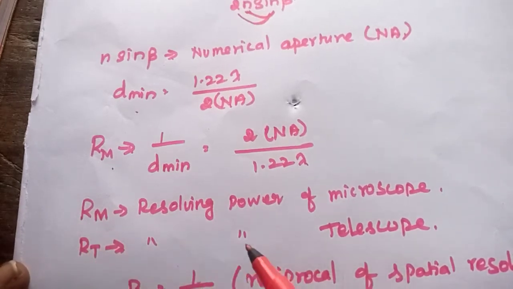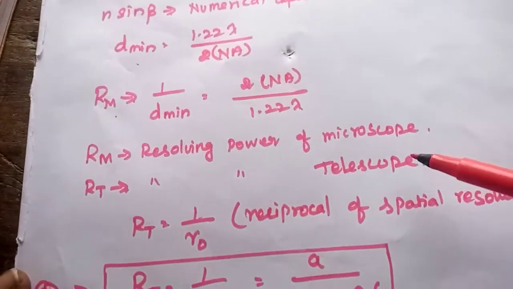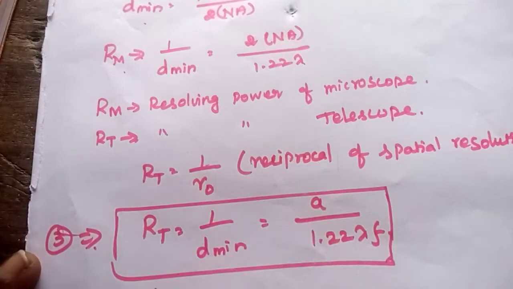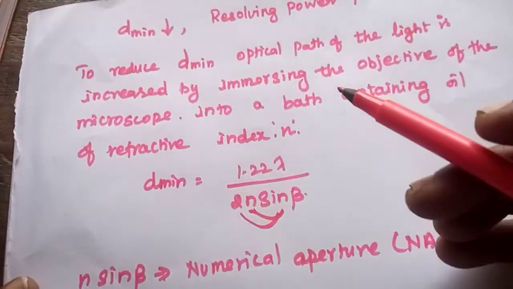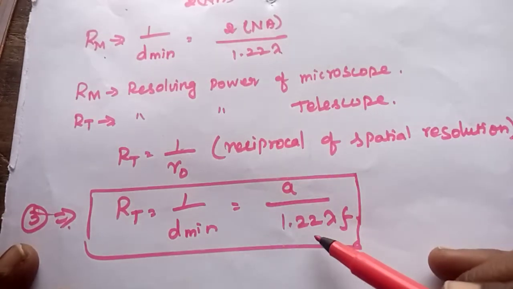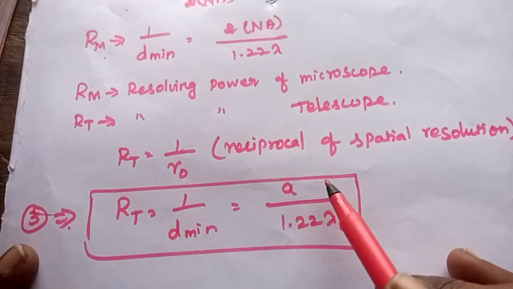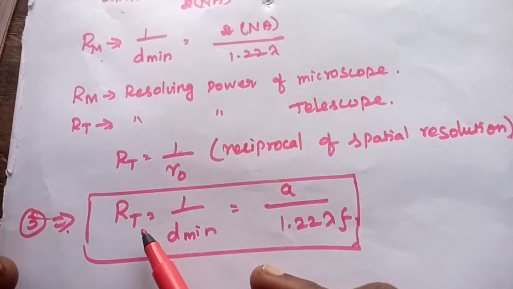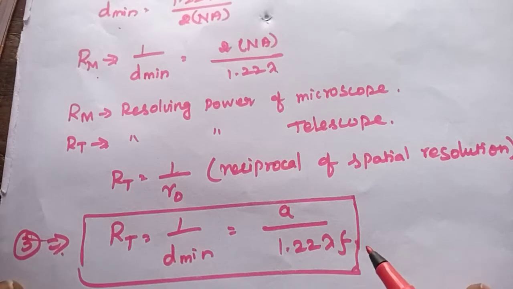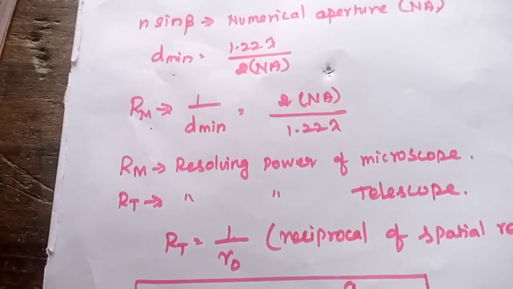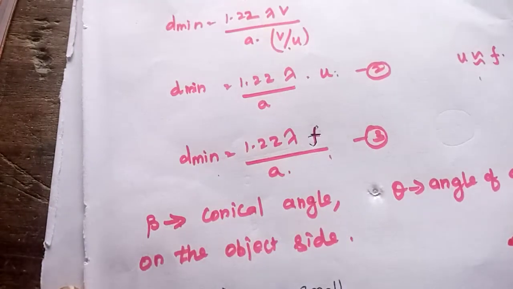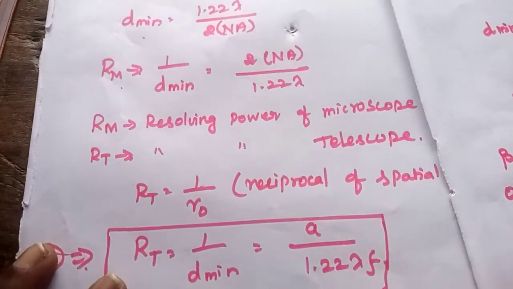RT represents the resolving power of the telescope. The reciprocal of the spatial resolution is nothing but the resolving power of the telescope. Already we have found the d minimum value. Now for that you take the reciprocal, a by 1.22 lambda f. This is the resolving power of the telescope. RT represents the resolving power of the telescope. It is a by 1.22 lambda f. Already we have found the expression for d minimum; now you take the reciprocal of this, so you will get a by 1.22 lambda into f.